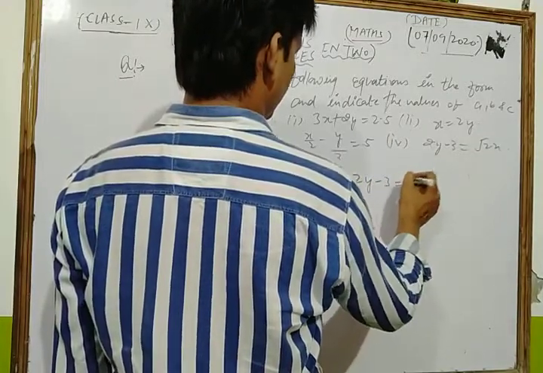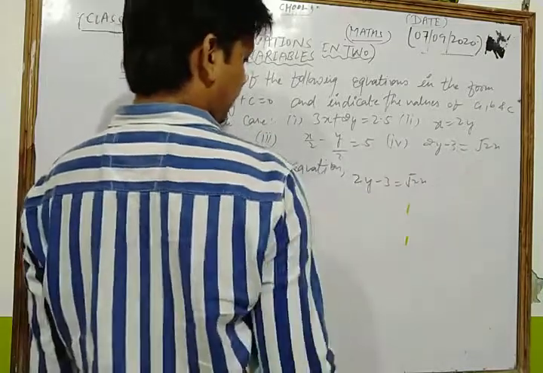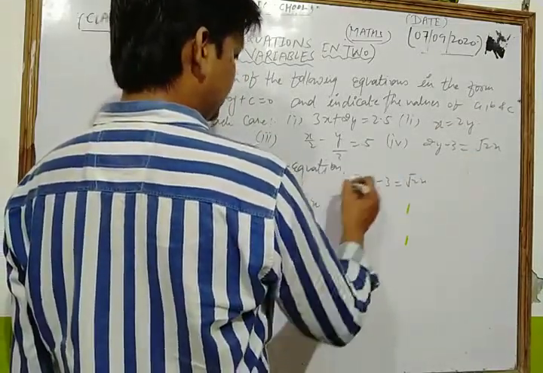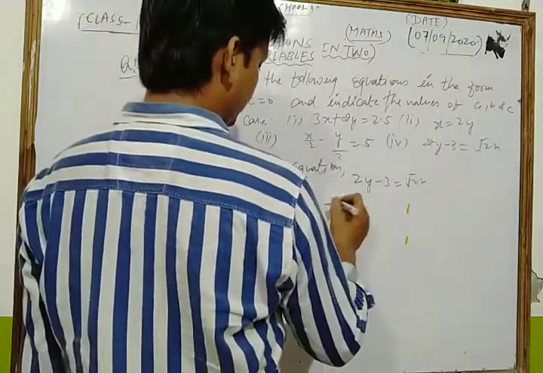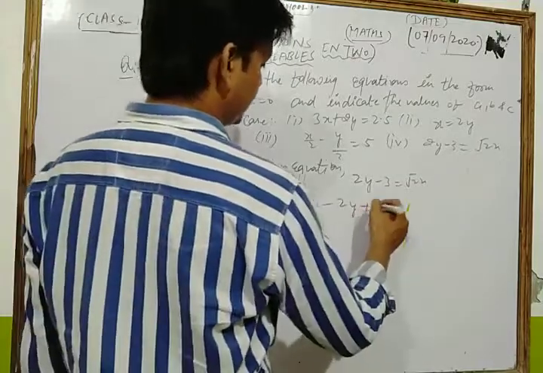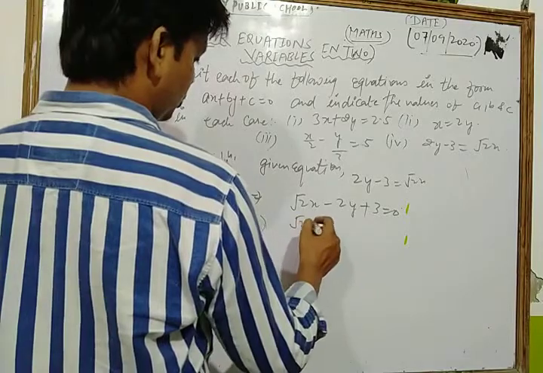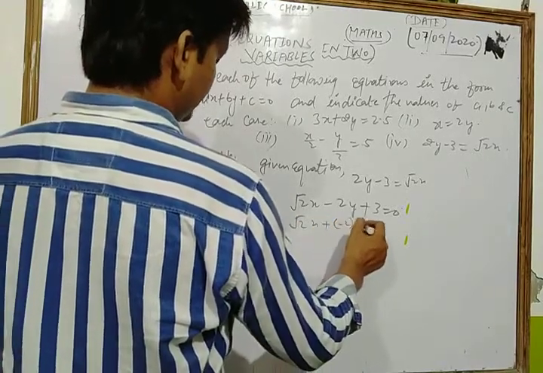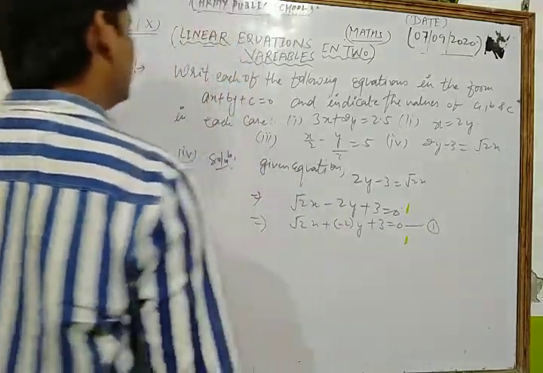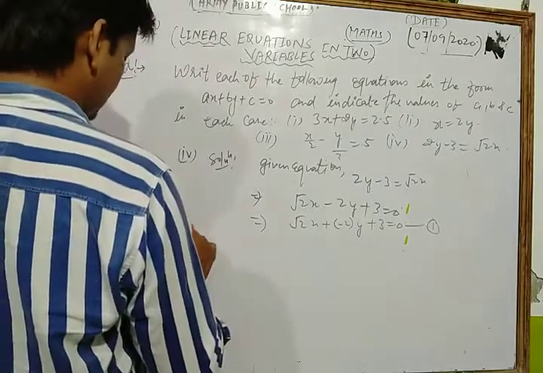2y minus 3 is equal to root 2x. Now, first of all, we transfer all the values to one side, so we get minus root 2x. Minus 2y transferred to that side gives minus 2y, and minus 3 transferred also gives plus 3 is equal to 0. Now we can write root 2x plus minus 2y plus 3 is equal to 0. Take this as equation number 1.